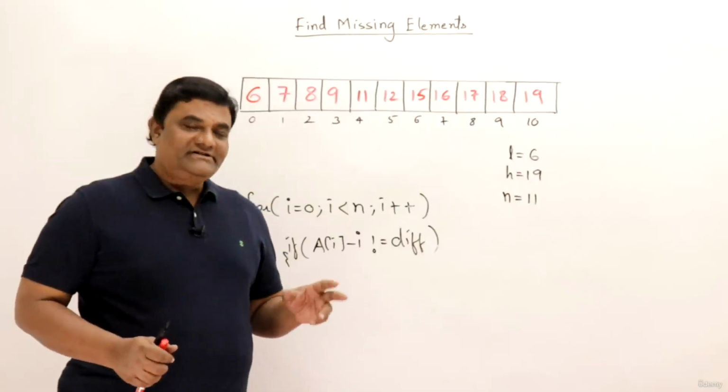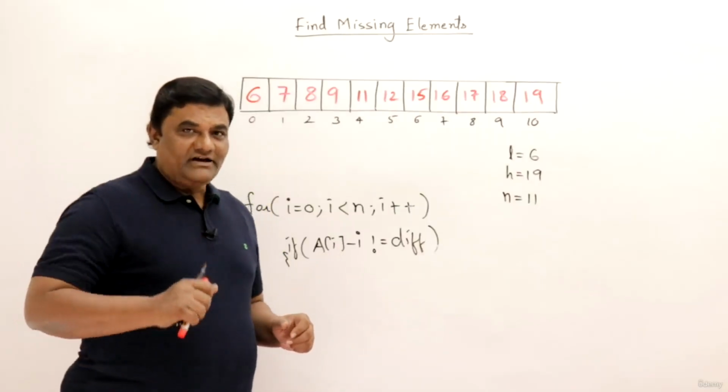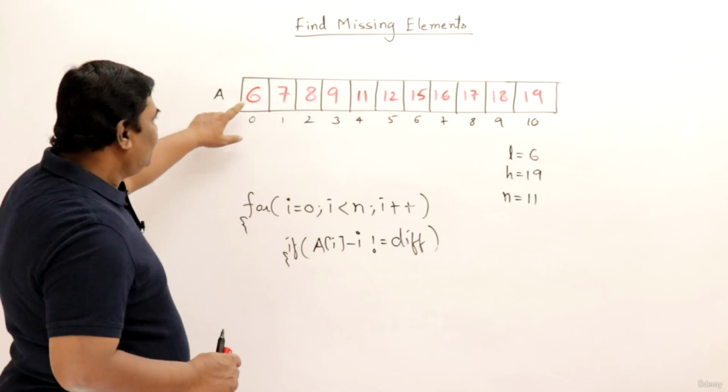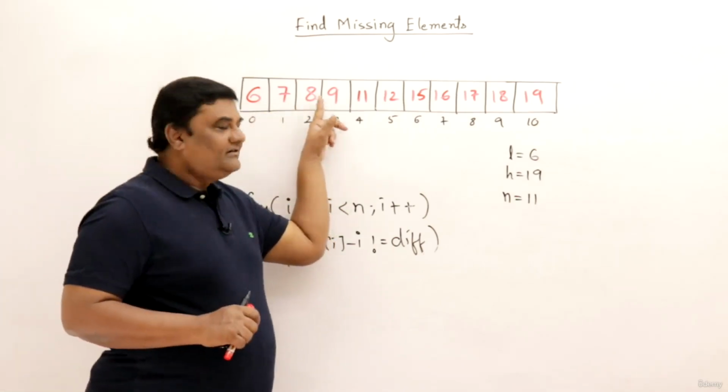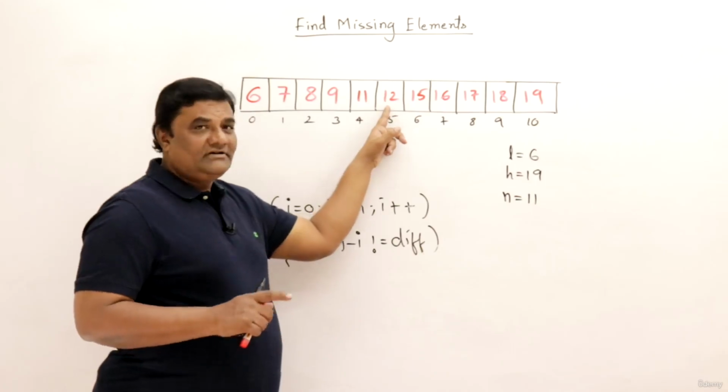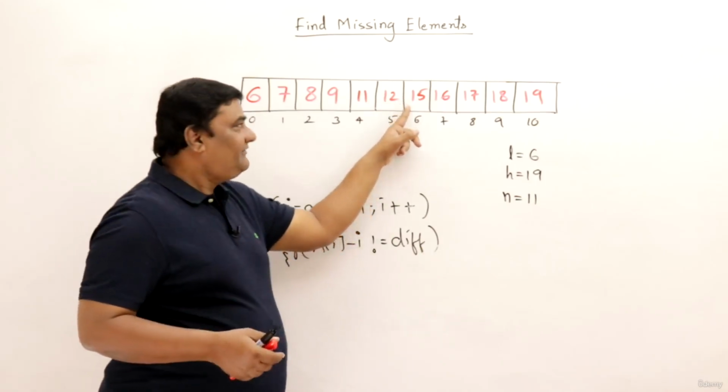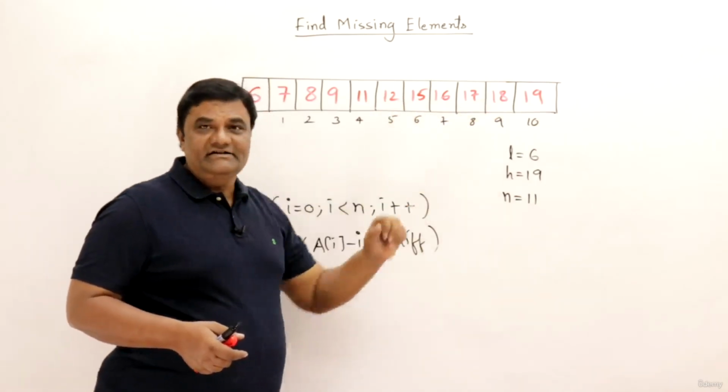Now I have more than one missing element in an array. Let us look at the elements first. 6, 7, 8, 9, 10 is missing. 11, 12, 13, 14 is missing. Then I have 15, 16, 17, 18 and 19.